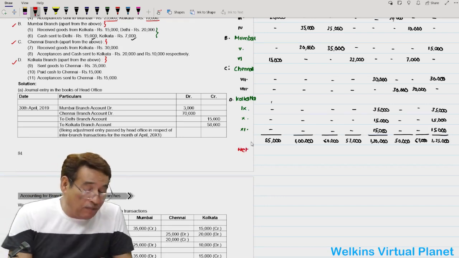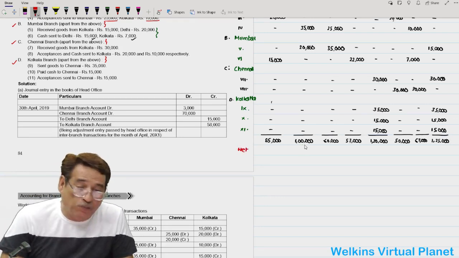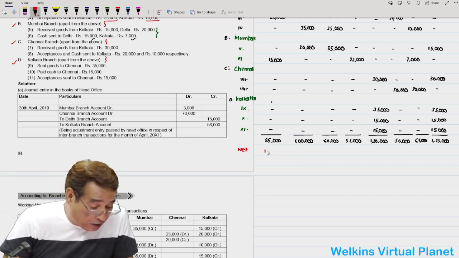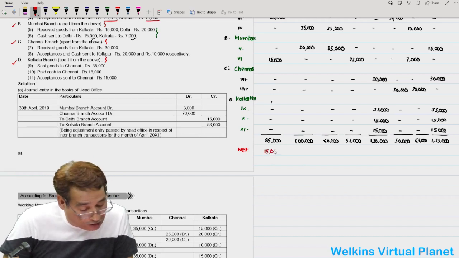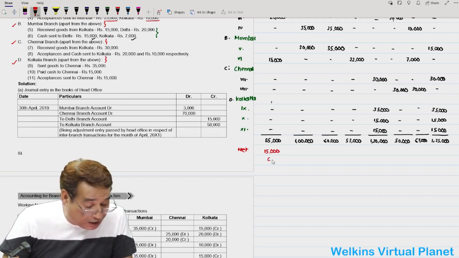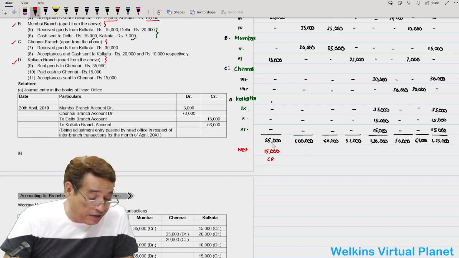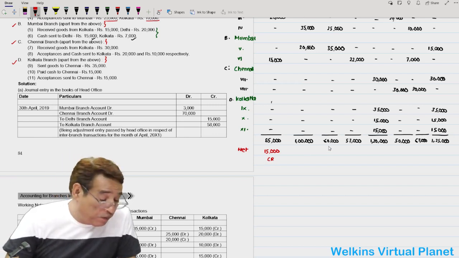Now you will take the balancing figure because credit side is more than debit side as far as Delhi is concerned. I will write balancing figure here. However, this balancing figure will be known as credit balance. It will be known as credit balance because credit side is bigger than debit side.